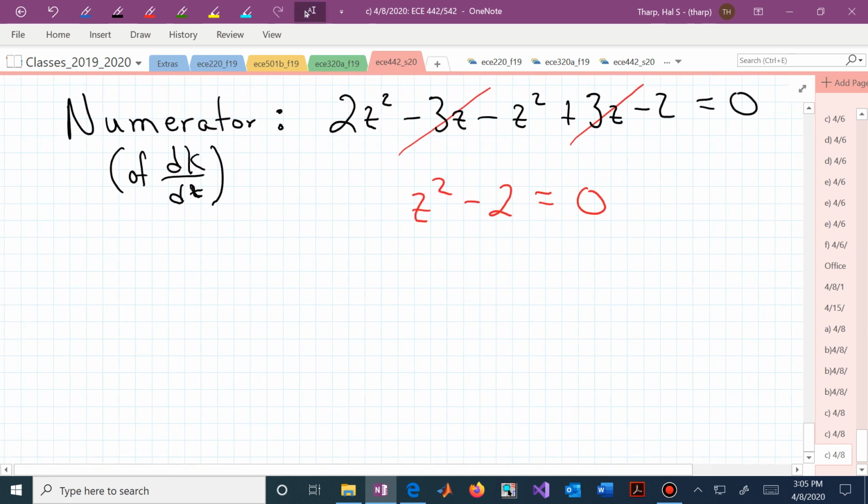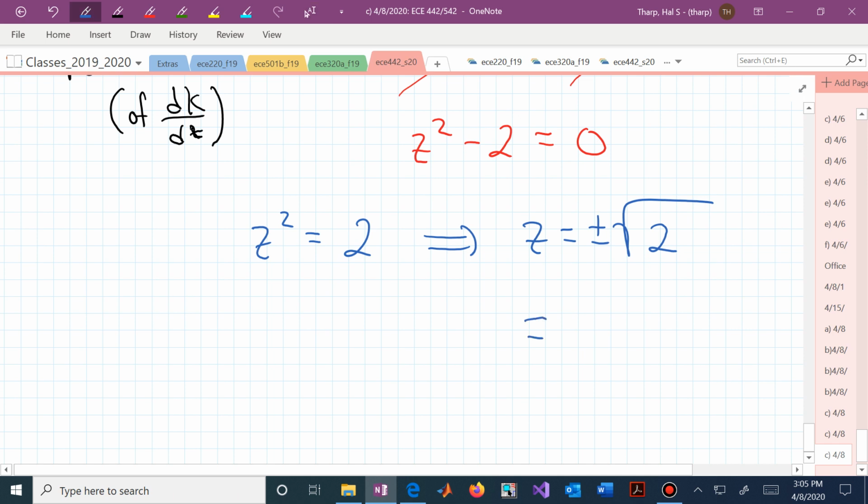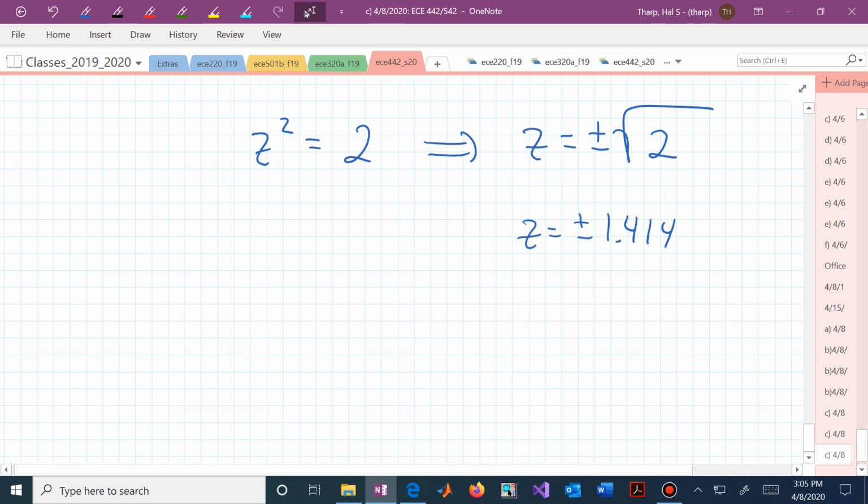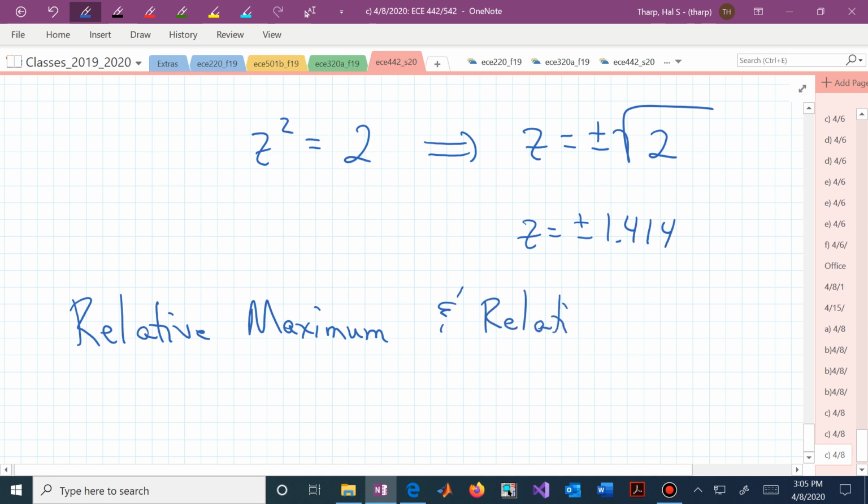We're looking for values of z that cause that derivative to equal 0. In this case, that's when z squared is equal to 2, or when z is equal to plus and minus the square root of 2. Or that's now z is equal to plus and minus 1.414, and those values of z correspond to our relative maximum and our relative minimum. Of what? Of our k expression.